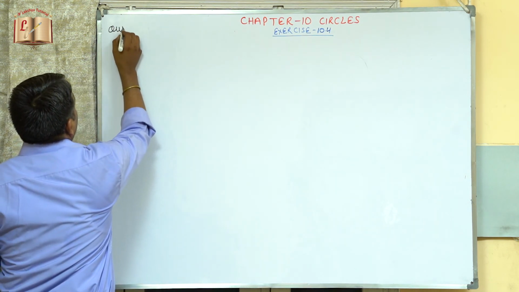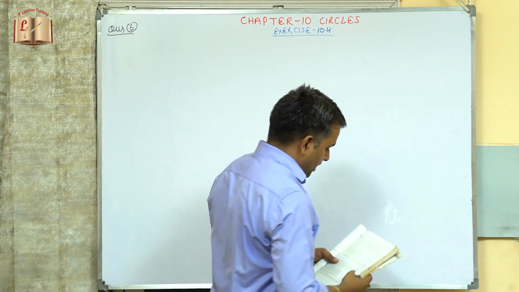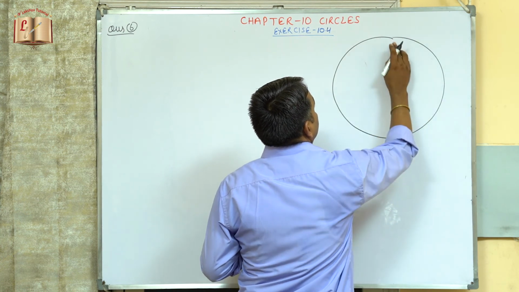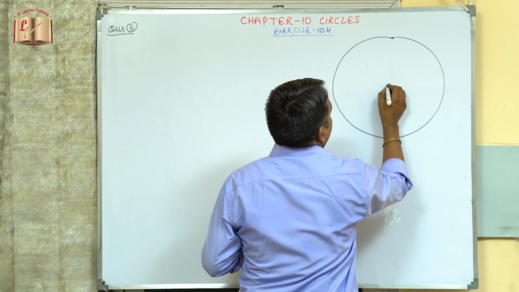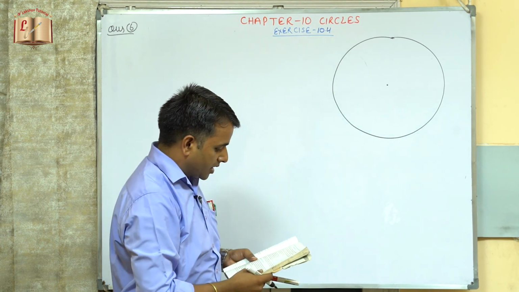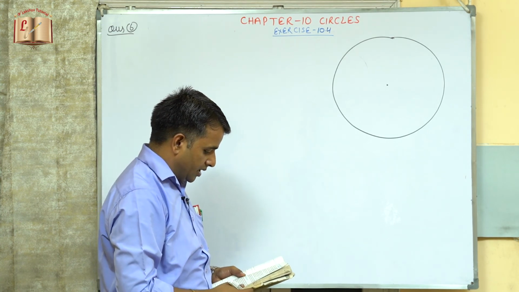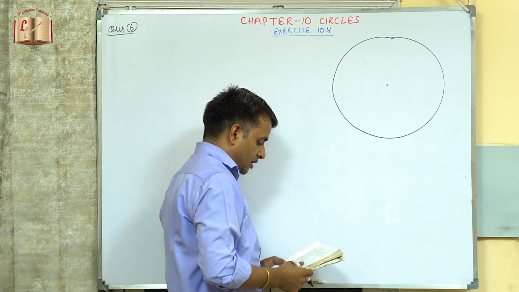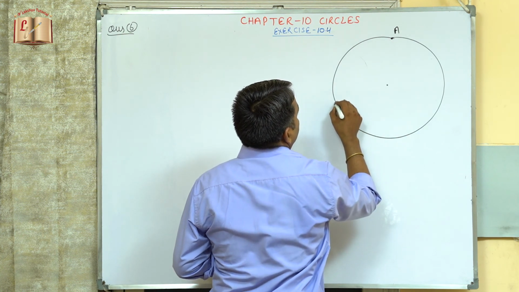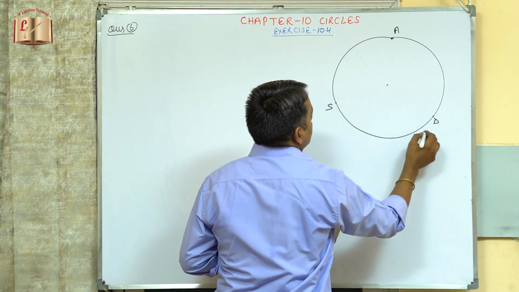So now coming to question number 6. A circular park of radius 20 meter is situated in the colony. So we'll make a circular park of radius 20. Three boys, Ankur, Syed and David are sitting at equal distance on the boundary. Suppose here it is Ankur, then Syed and David, S and D.